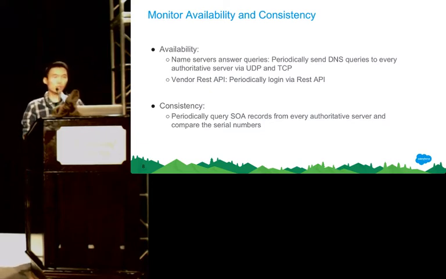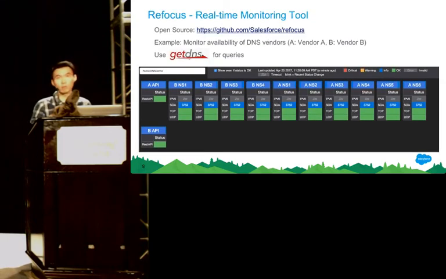For consistency, we periodically send SOA queries to all of the name servers and compare the serial numbers to see whether there are inconsistencies. So now we know what we want to monitor and how we want to monitor them. The next question is how we can show our results.